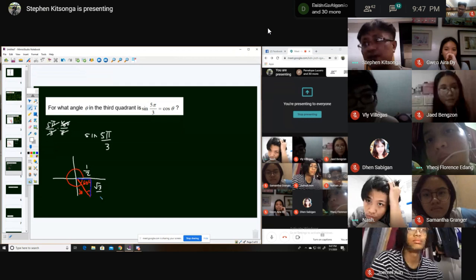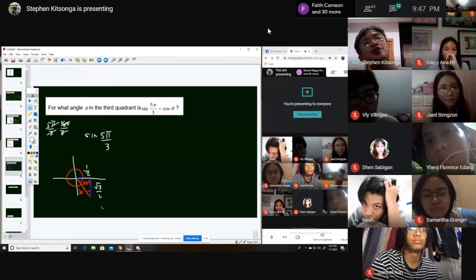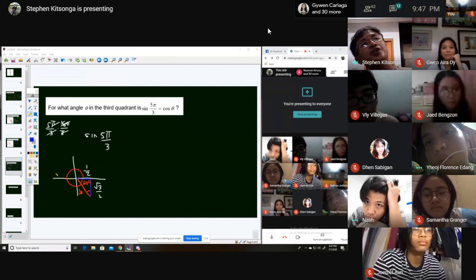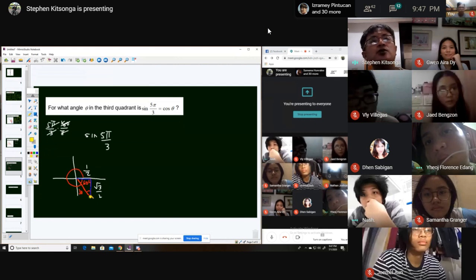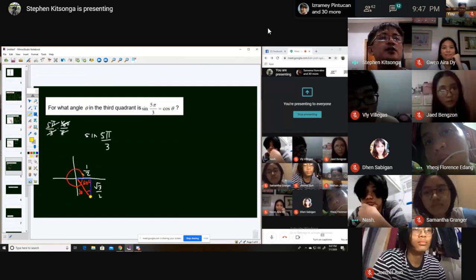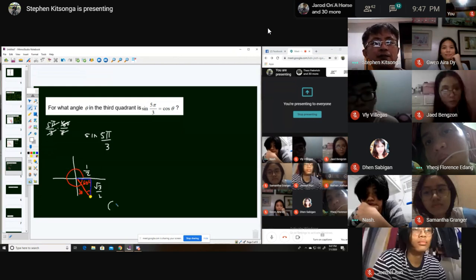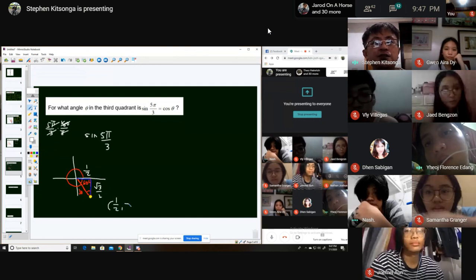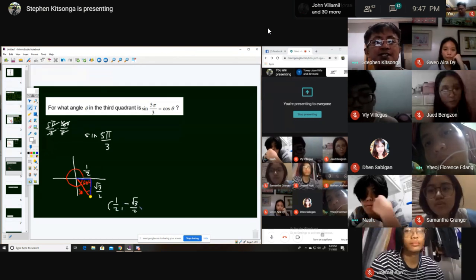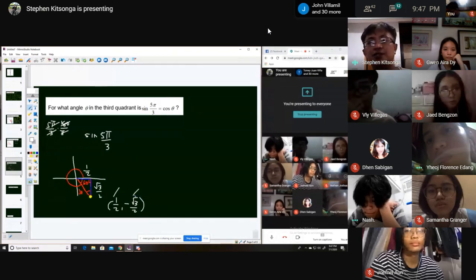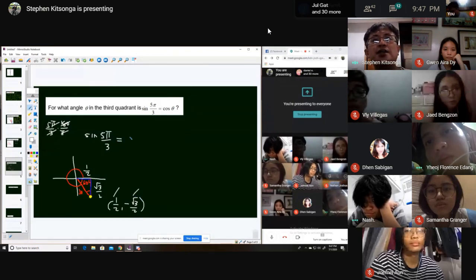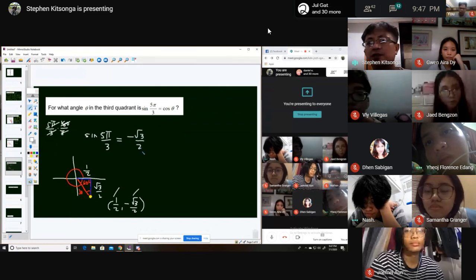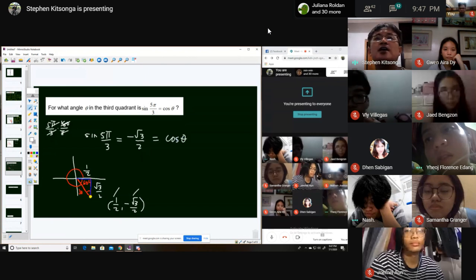So I'm just writing down the lengths. But the coordinates of this point, I'm still showing the process, okay? If this is a point on the unit circle, the coordinates are exactly what? 1/2 and negative square root of 3 over 2. This is cosine, this is sine on the unit circle. Therefore, this is exactly negative square root of 3 over 2. Right, guys? This is equivalent to cosine theta according to the problem.